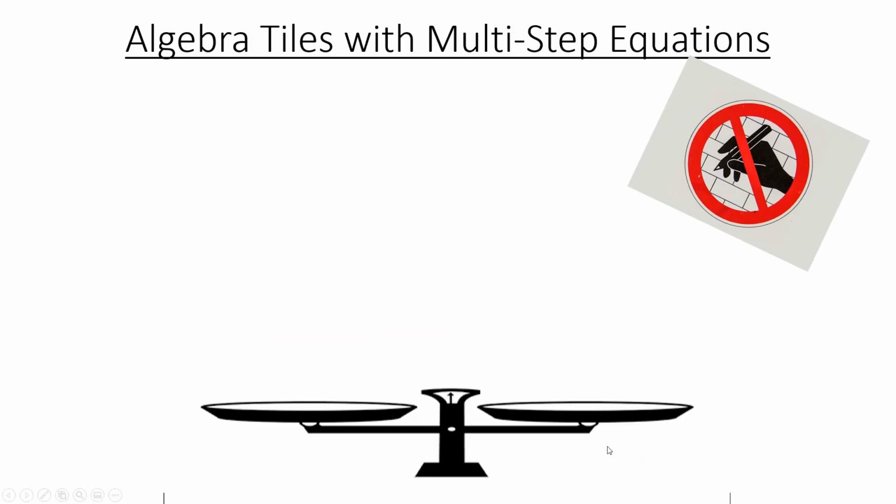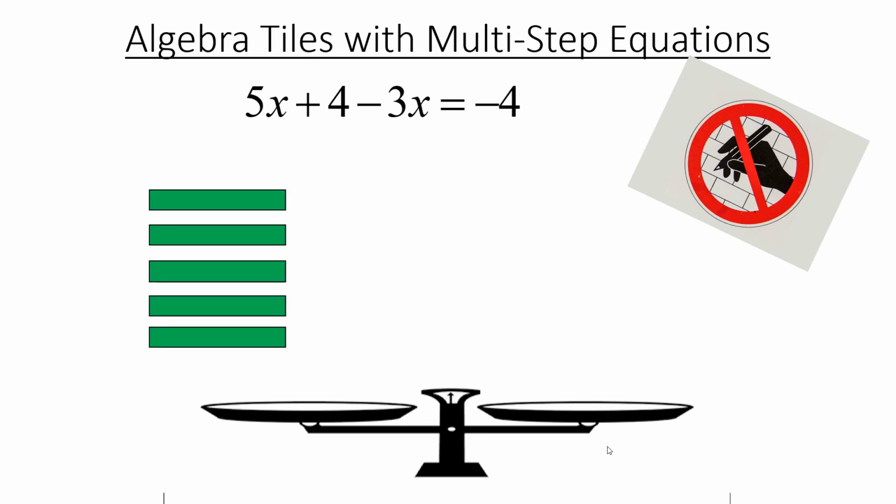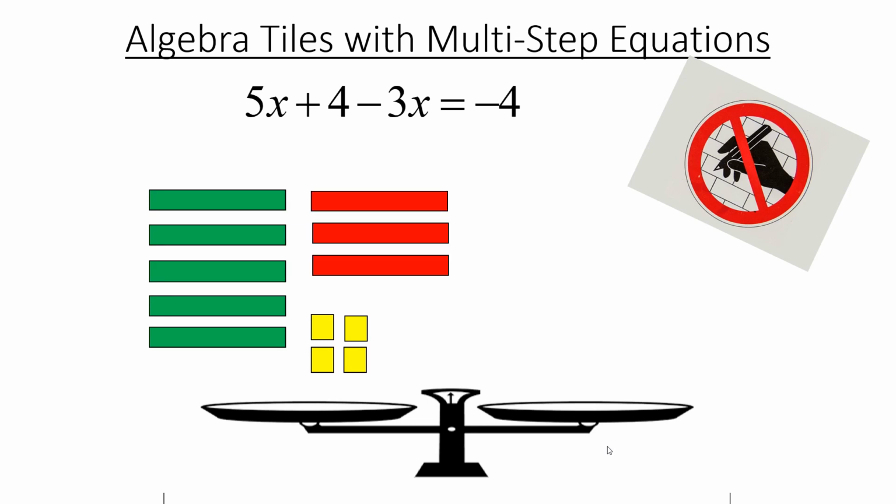Now, here's the new material to show you what is happening with algebra tiles. So if we have the equation 5x plus 4 minus 3x equals negative 4, in algebra tiles, that would be 5 x's, the green tiles are x's, 4 units, negative 3x, because negative is represented with red, and then on the other side of the equals or the scale is a negative 4.